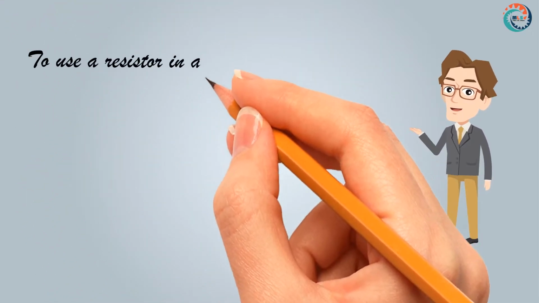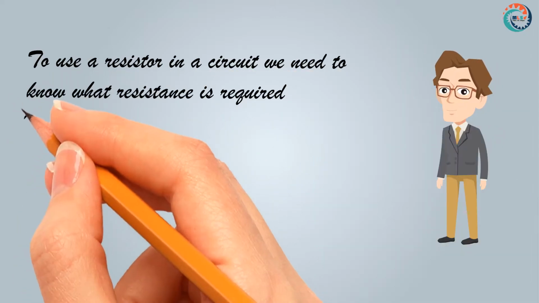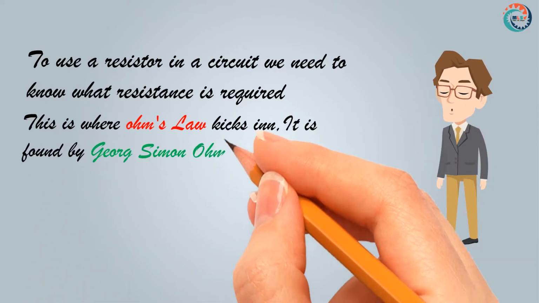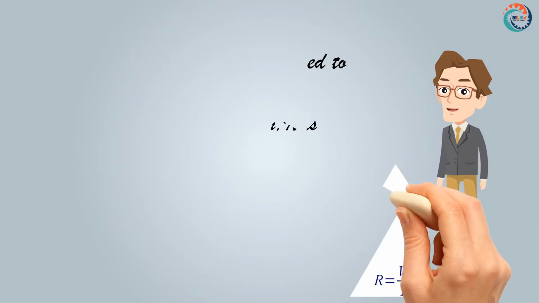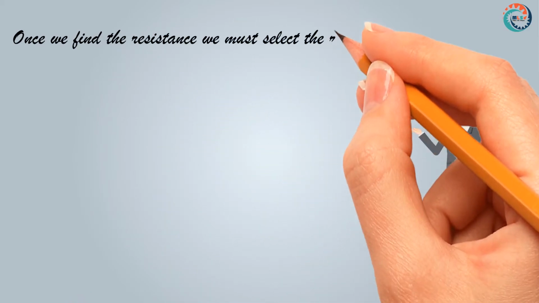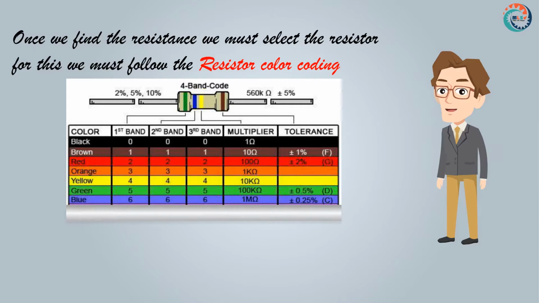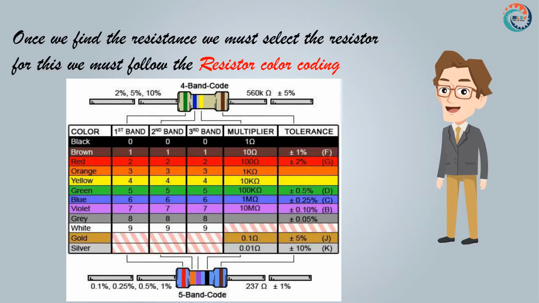To use a resistor in a circuit, we need to know what resistance is required. This is where Ohm's law kicks in. It was found by George Simon Ohm. Once we find the resistance, we must select the resistor. For this, we must follow the resistor color coding. For a better understanding, view the image.